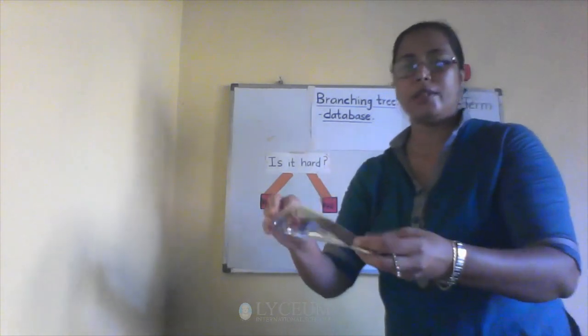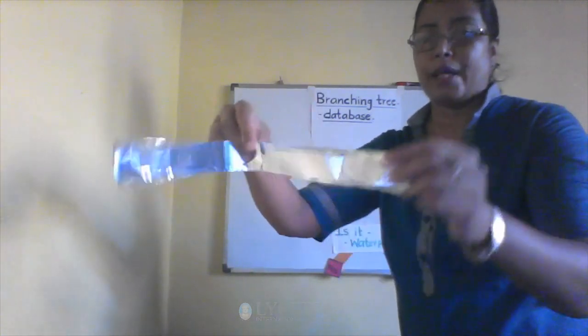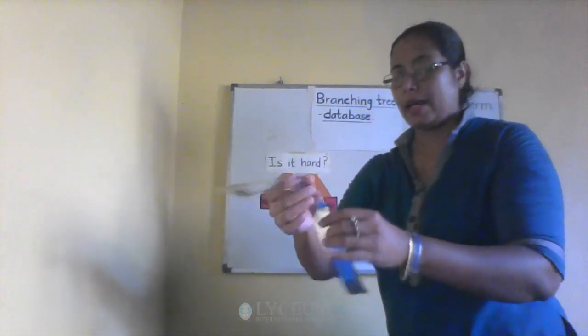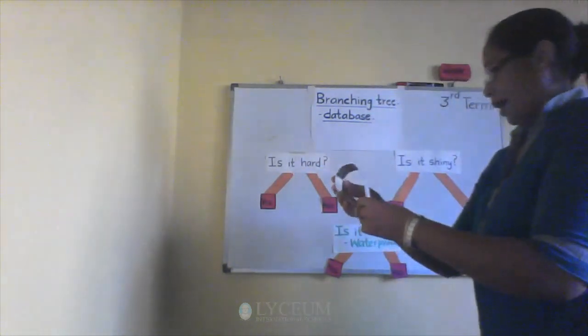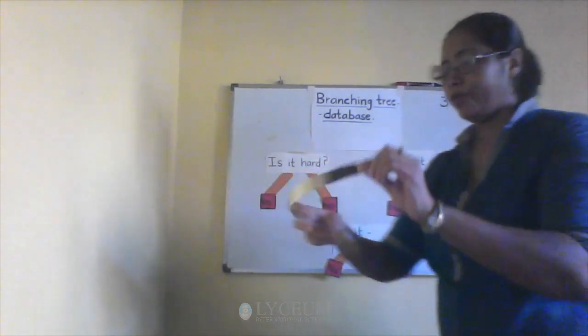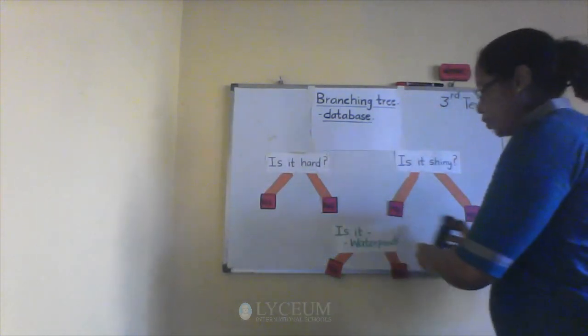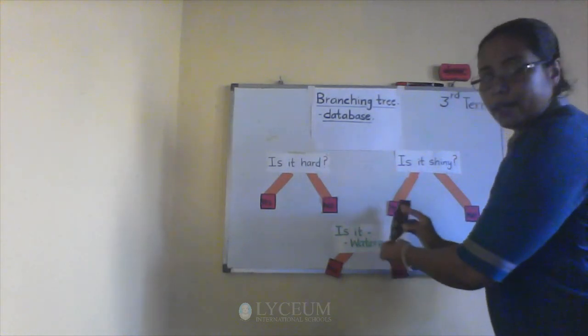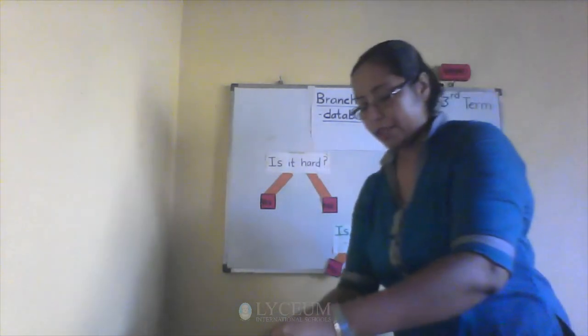Then what about this silver paper ribbon? It shines, right? So where can I place it, under yes or no? It shines, so I have to place it under yes. Can I place it under no? No, I have to place it under yes because it shines. So I will leave it here.